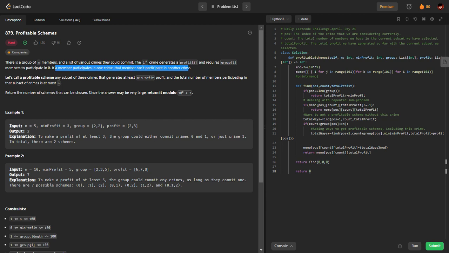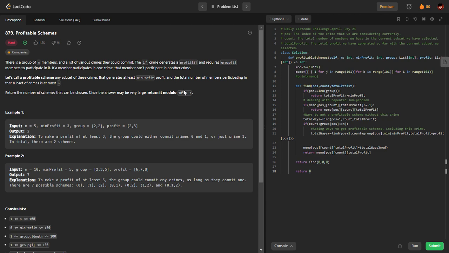Let's call a profitable scheme any subset of these crimes that generates at least minimumProfit, and the total number of members participating in the crime is at most n. We cannot exceed n. That's the basic idea, and we are bothered about at least minimum profit only. This is a variable given to us, and n is also given to us. We are not bothered how much the profit can be. Returns the number of schemes that can be chosen. Since finally we have to return the answer modulo 10^9 + 7.